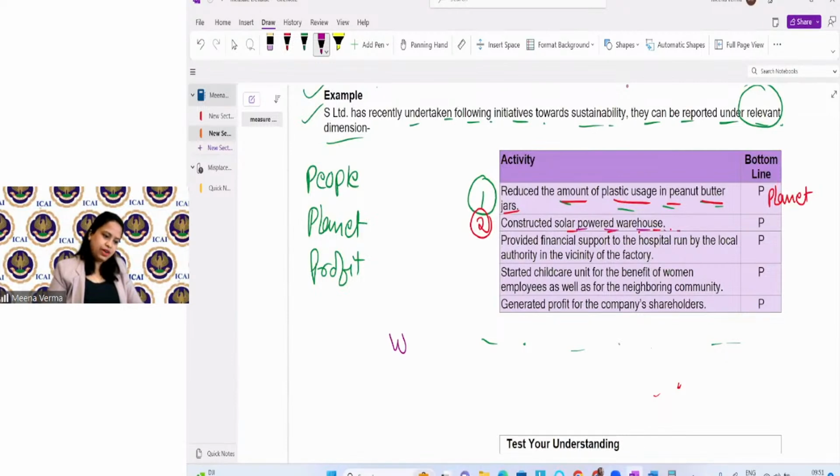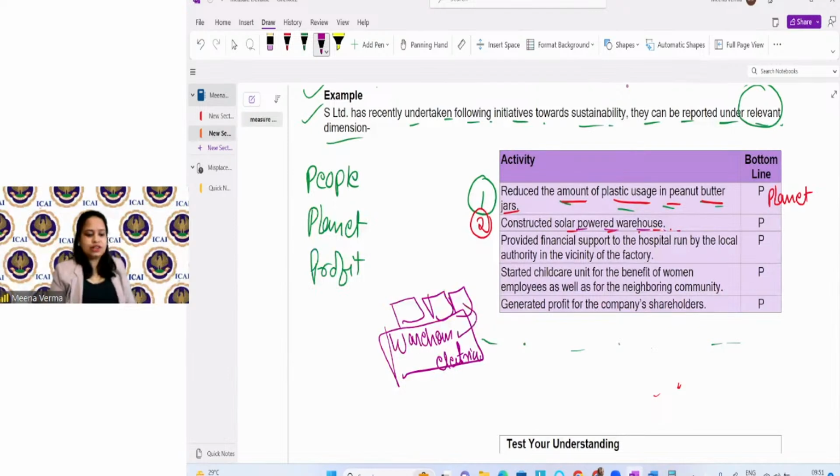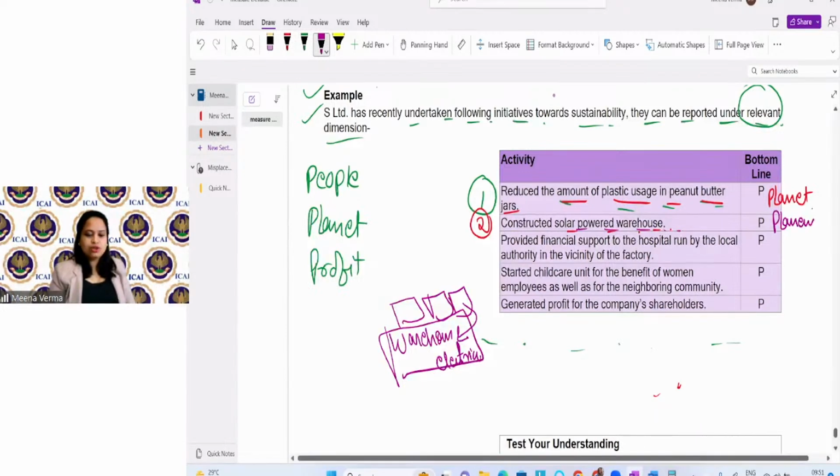So the company has a warehouse and needs electricity here. For the electricity, the company has placed solar panels on the roof of the warehouse. So what will happen? The solar panel is producing the electricity for the warehouse. For whom is it good? It is good for the planet, the environment, right?